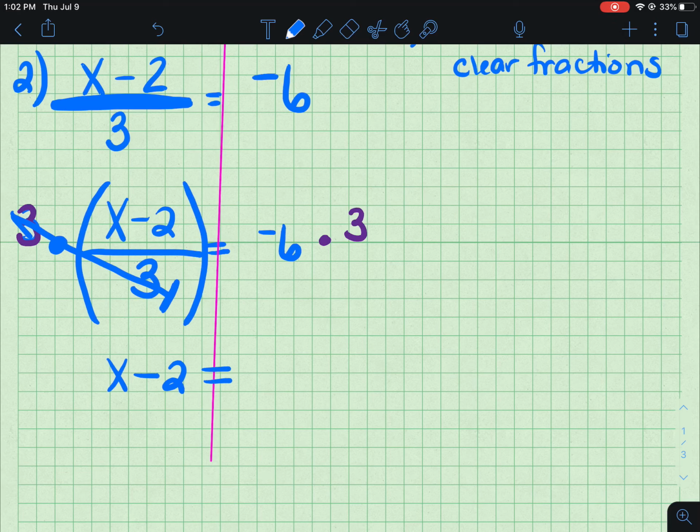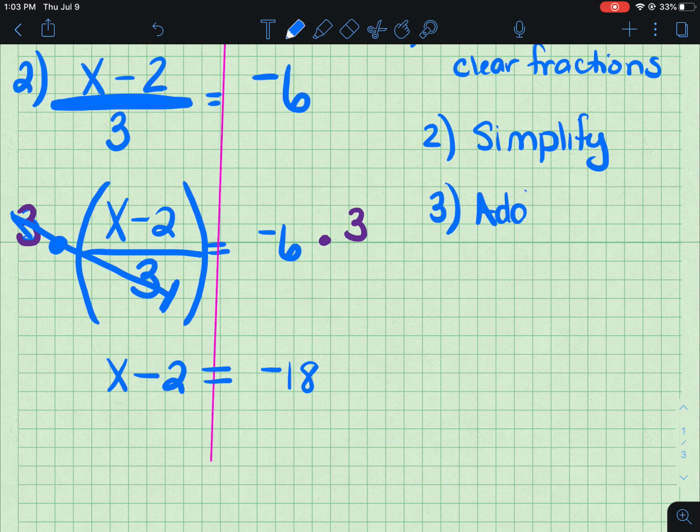Now, a lot of you struggle with your negatives and positives, so just use your calculator. Negative 6 times positive 3 is negative 18. Okay? So sometimes the first step is going to take a longer time. Second step, simplify both sides. In this case, it's already simplified. The next step is add, subtract to both sides.